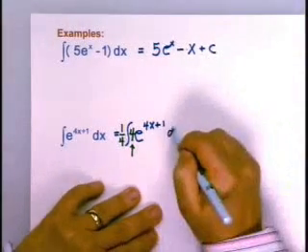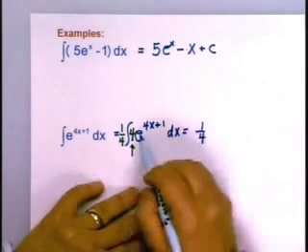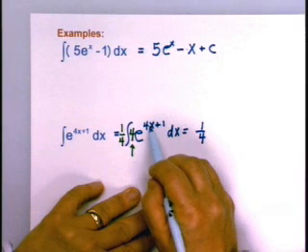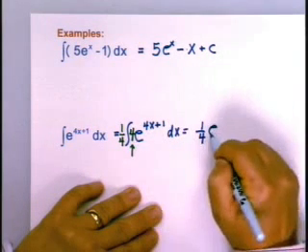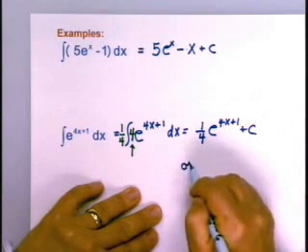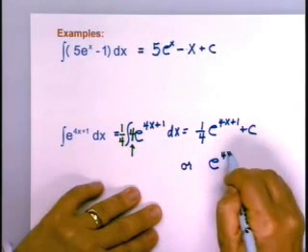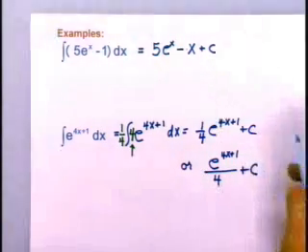So my final answer would be, hang on to the 1/4, and then I have everything I need here to integrate, e to a power, and then I have the derivative of that power, so I get e to the 4x plus 1 plus c. Or if you prefer, you can write this as e to the 4x plus 1 divided by 4 plus c. Let's look at a couple more examples.